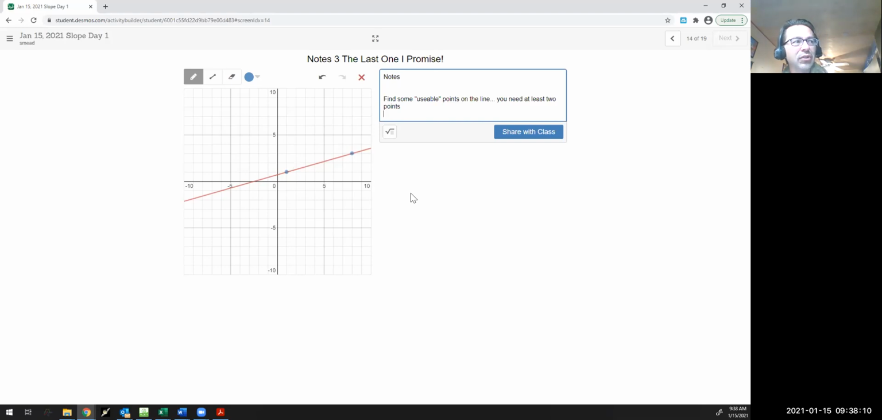And then once you find the 2 points, you do it exactly the way you have been doing it. Make the slope triangle, is what we call this. Bam. And then you just count.